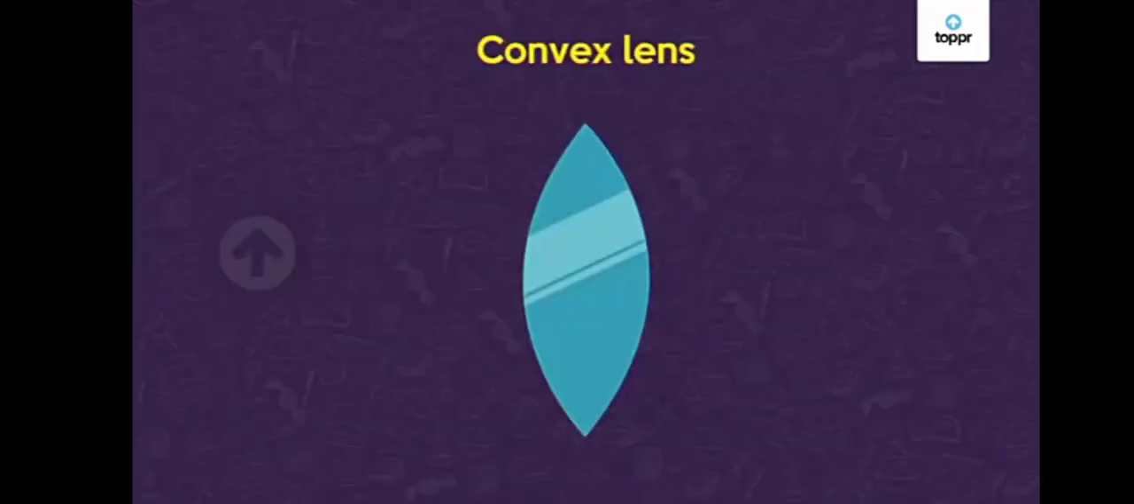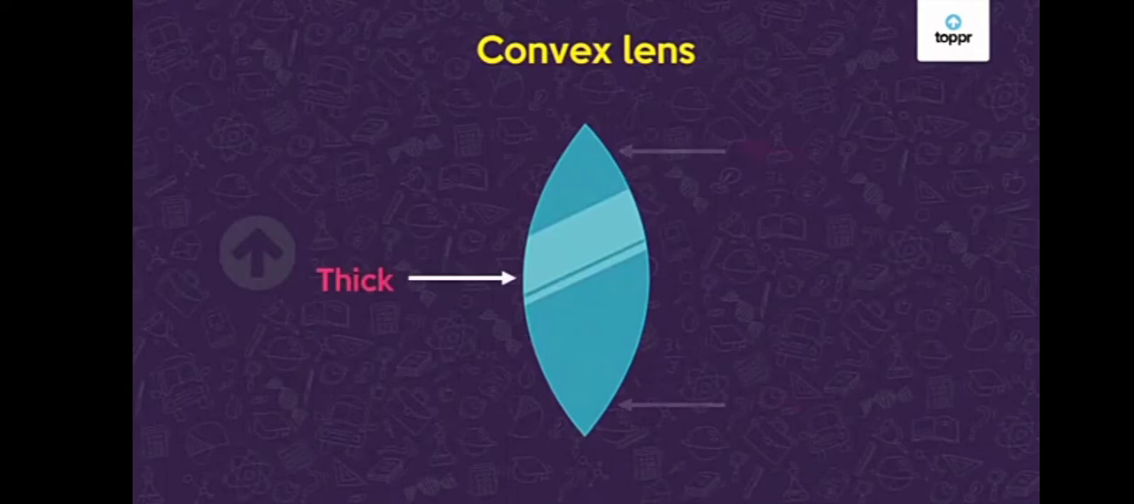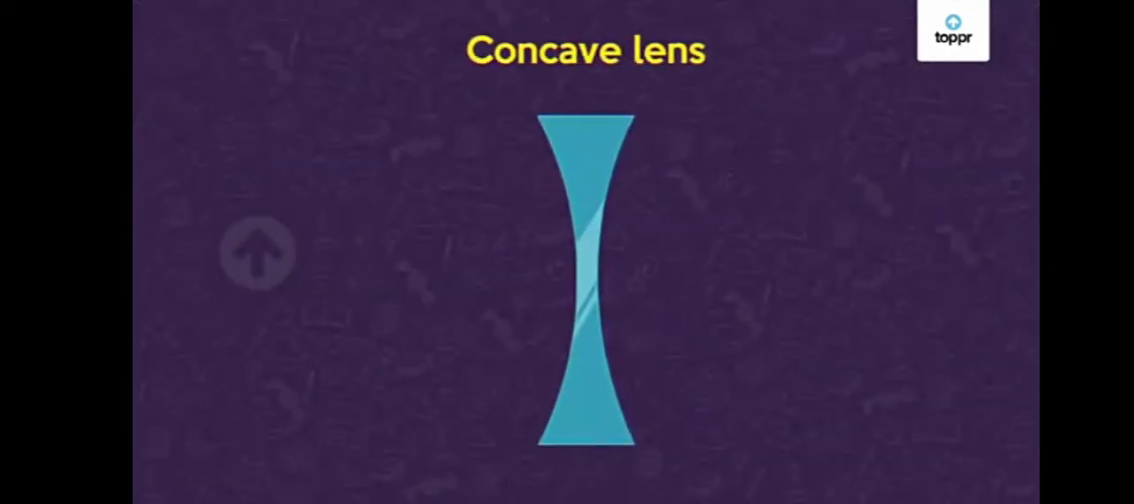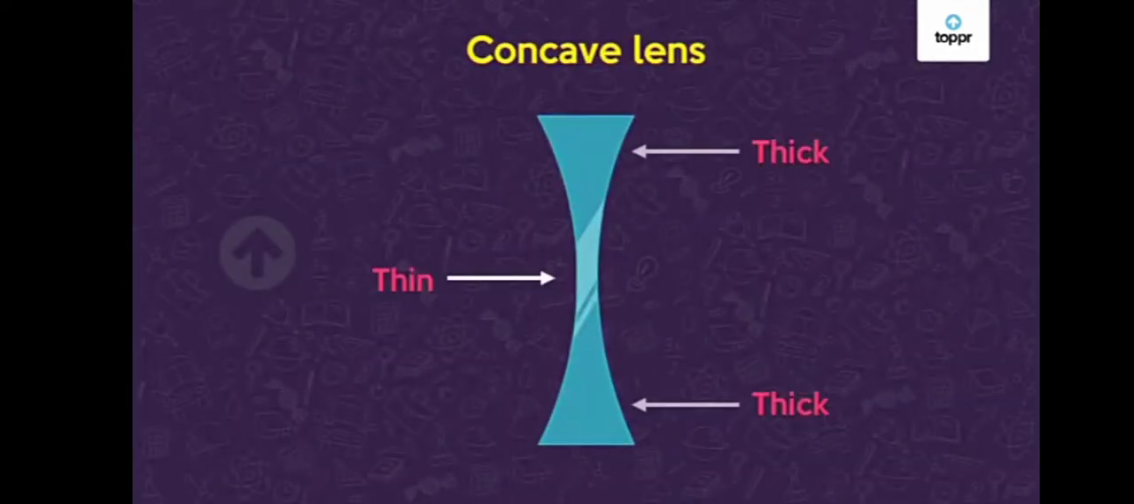Lenses can be of two types. The lenses which are thick in the middle and thin on the edge are called convex lenses. They have a surface that bulges out, whereas lenses which are thin in the middle and thick on the edge are called concave lenses. They have a surface that bends inwards. These lenses can further be divided into different types depending on the number of curved surfaces.